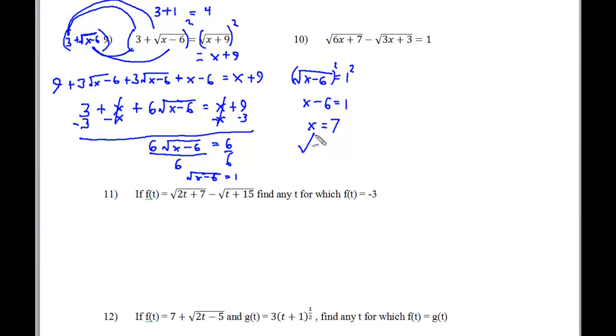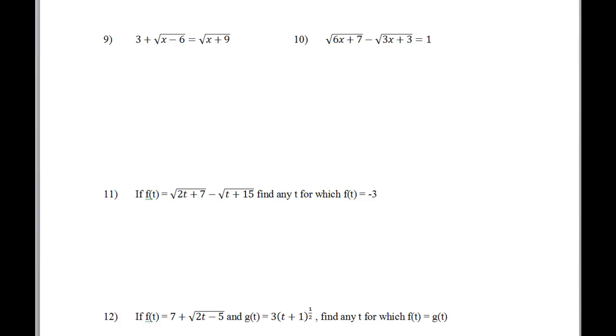So to review, what you have to do is get a radical on either side of the equal sign. You square it, and then you do your FOIL on one side, and on the other side you simplify it, and then just solve for x as best as you can.